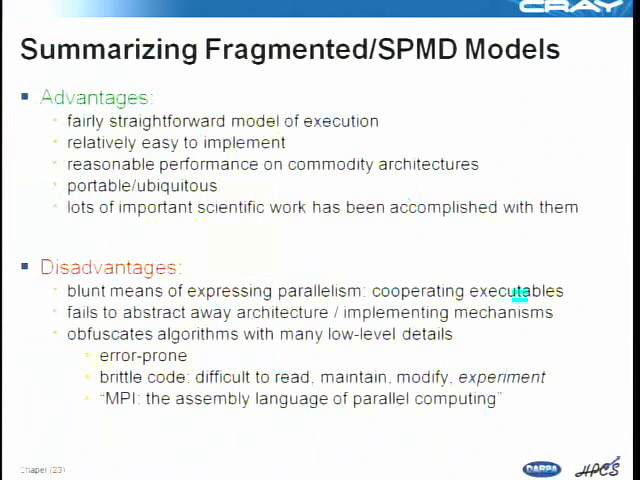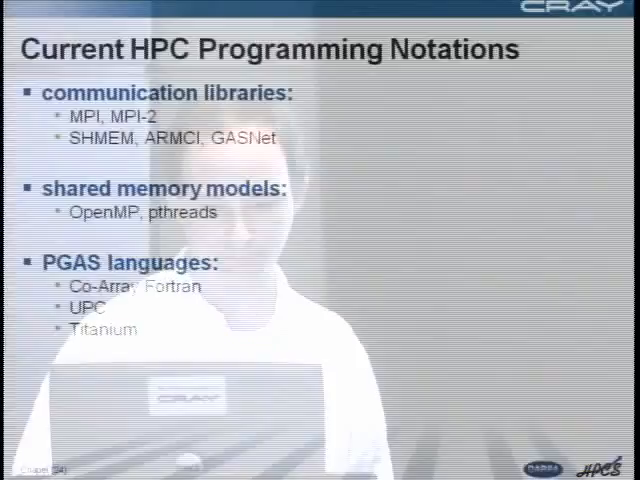And I think it obfuscates the algorithm with lots and lots of low-level details, which makes your code more error-prone, more brittle, and has referred to MPI often being called the assembly language of parallel computing, because you're managing all the explicit movement of data, much as you would in assembly language, hoisting it out of memory into registers and back again. Okay.